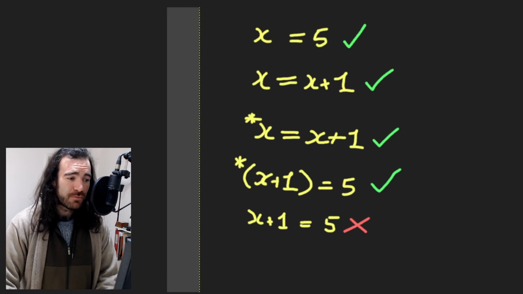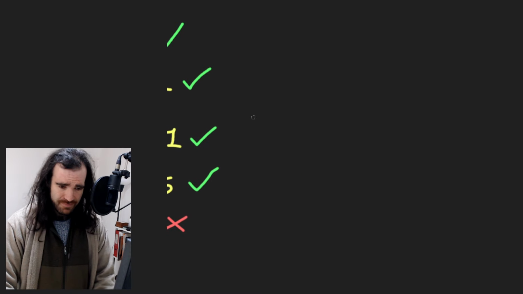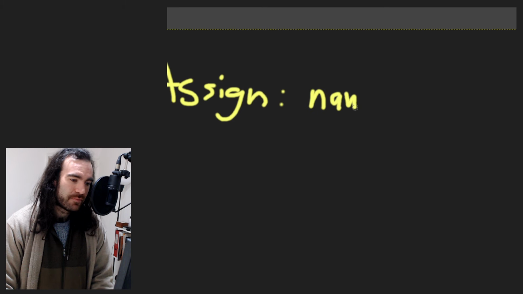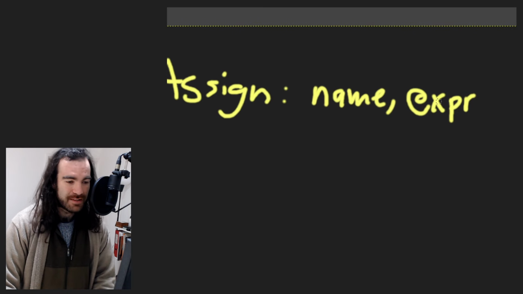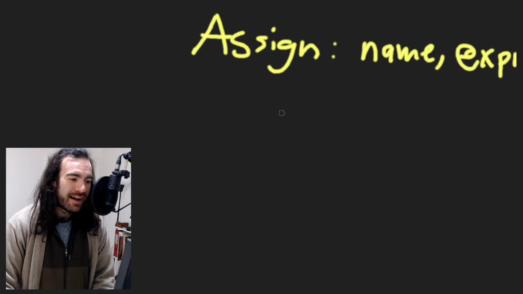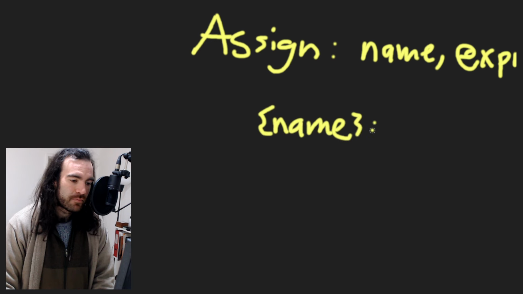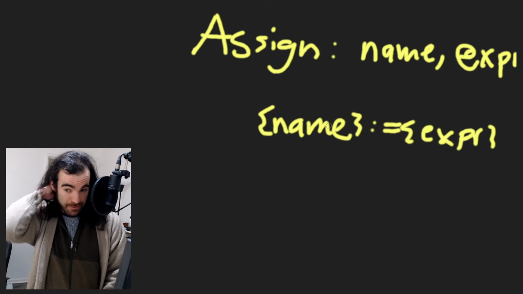So what I think the rule is: currently I have assign. It takes a name and an expression. And you end up with name equals expr, right? This is the rule for what this looks like.